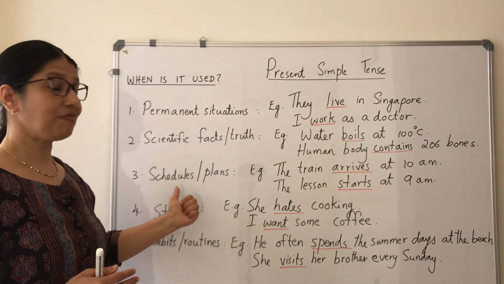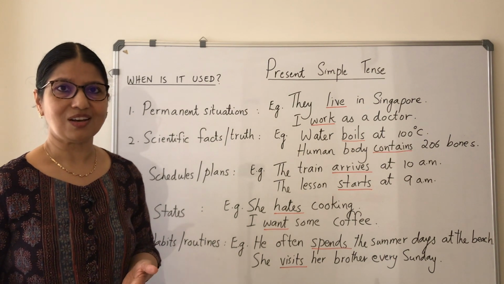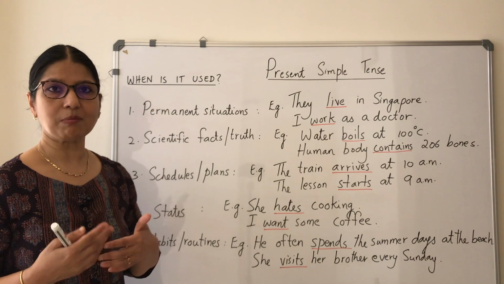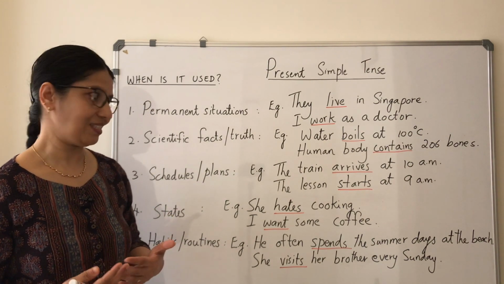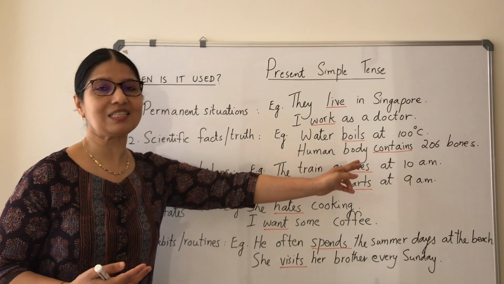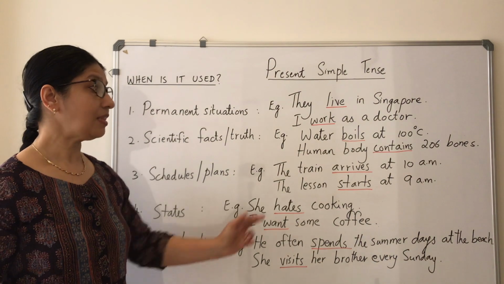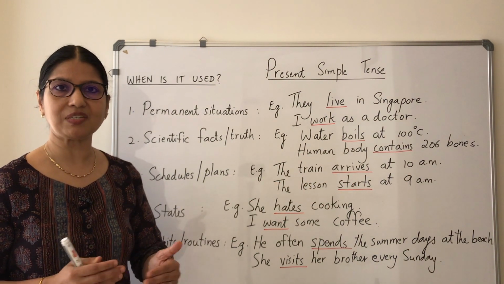Number 3, when we talk about some kind of schedules or timetables or plans. So when I'm talking about when a flight or a train arrives, I say the train arrives at 10 a.m. I don't say the train is arriving at 10 a.m. The lesson starts at 9 a.m. It's a part of a plan. It's a part of a timetable.